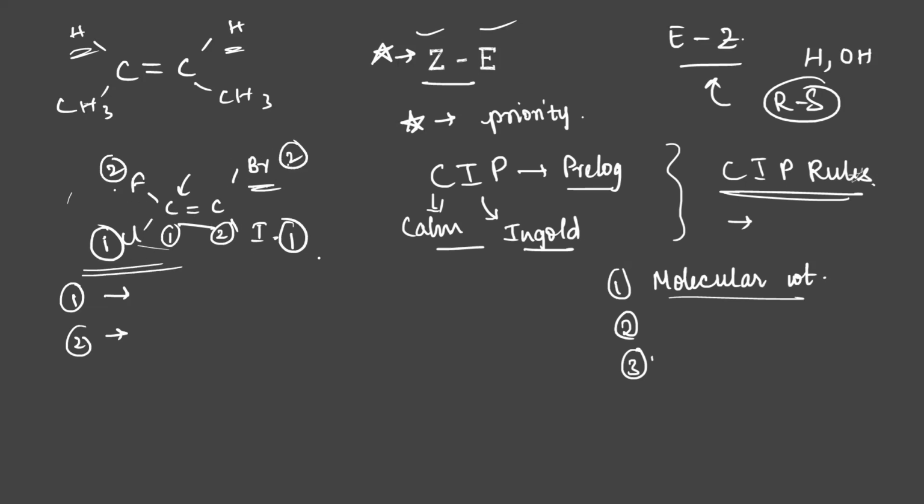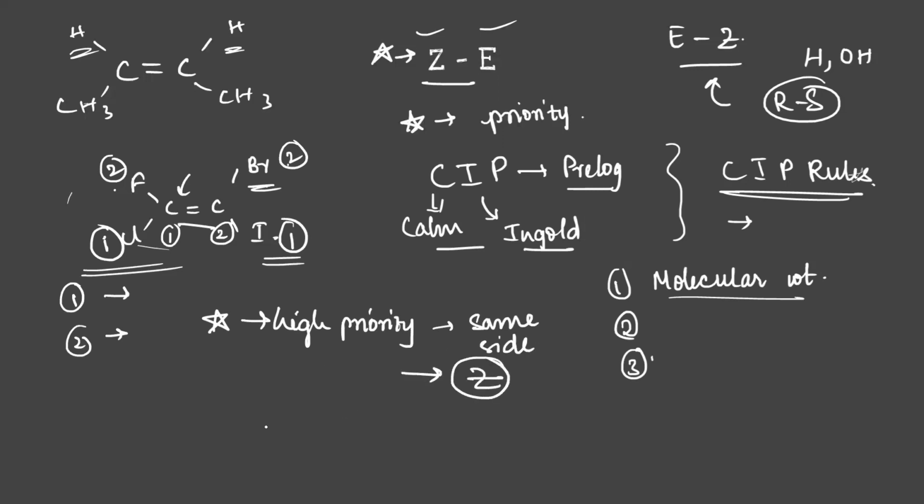Now, the higher priority groups are on the same side. Very important: when high priority groups are on the same side, then you give them the name Z. Same side means Z. Z and E come from the German names Zusammen and Entgegen. Pardon me for my German pronunciation, but Zusammen means same side and Entgegen means opposite side. So higher priority groups on the same side are given Z. So this, they have the same side, so you can give it the name Z.